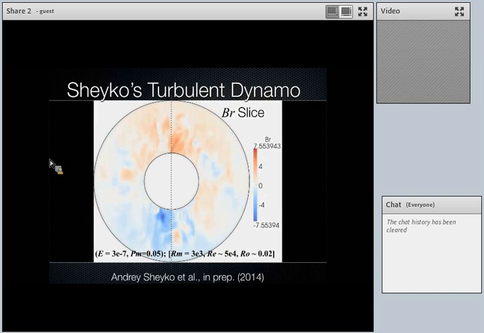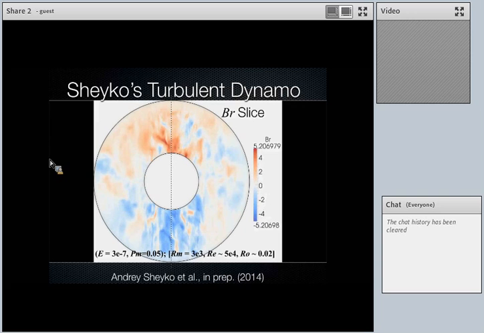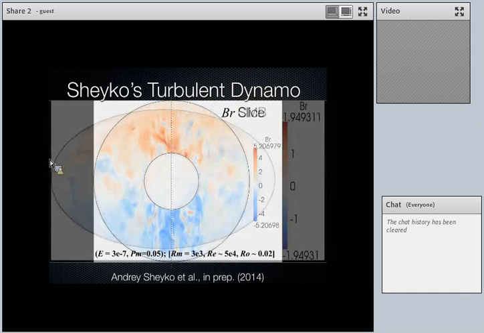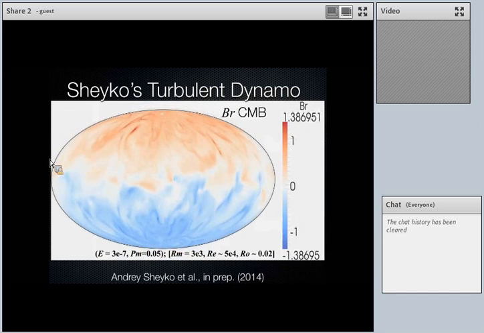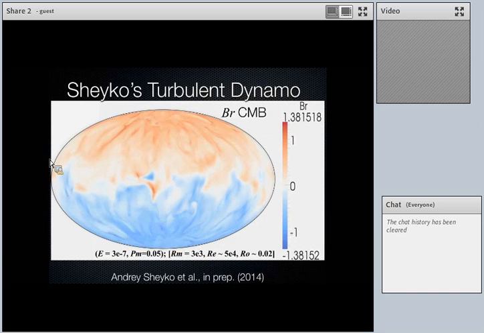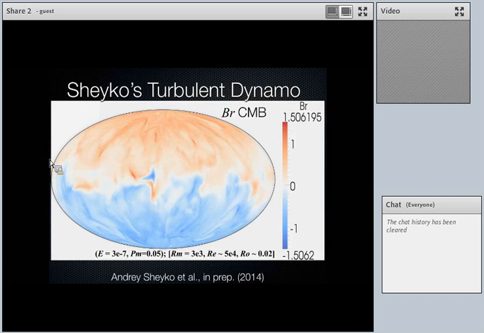One, you don't see any columns. In fact, if I showed you this movie before I showed you the flow field, you probably wouldn't infer there are any columns at all in the flow field. And so there's a nice dipole magnetic field, but it's decoupled from the columns directly. And now if we look at the magnetic field on the orbital boundary, we see again a nice dipole.